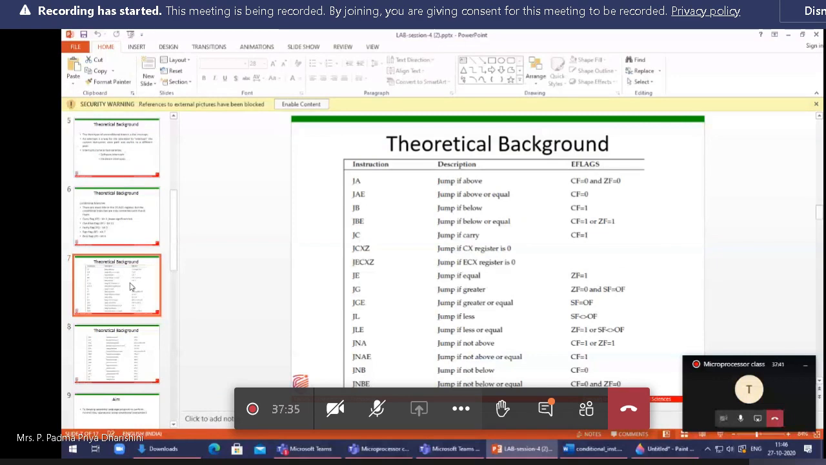below or equal to, carry. All these things we will discuss. So these are the things for today's class.